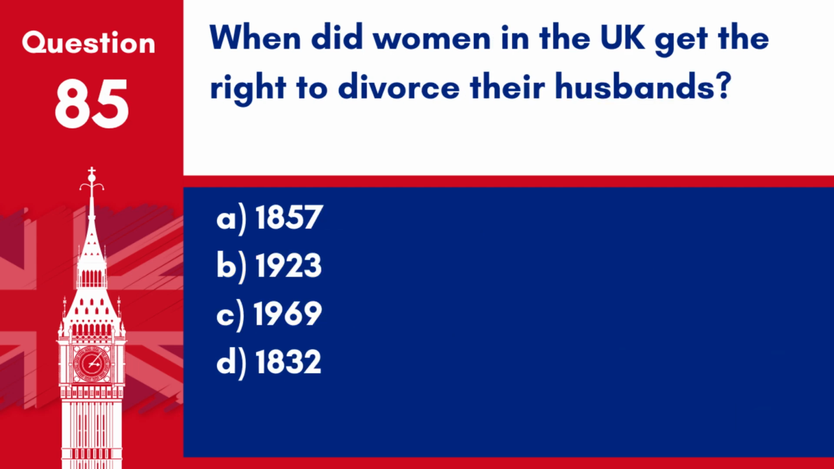Question 85. When did women in the UK get the right to divorce their husbands? A. 1857. B. 1923. C. 1969. D. 1832. Answer: A. 1857. The Matrimonial Causes Act of 1857 made it possible for women in the UK to divorce their husbands, marking a significant change in women's rights.